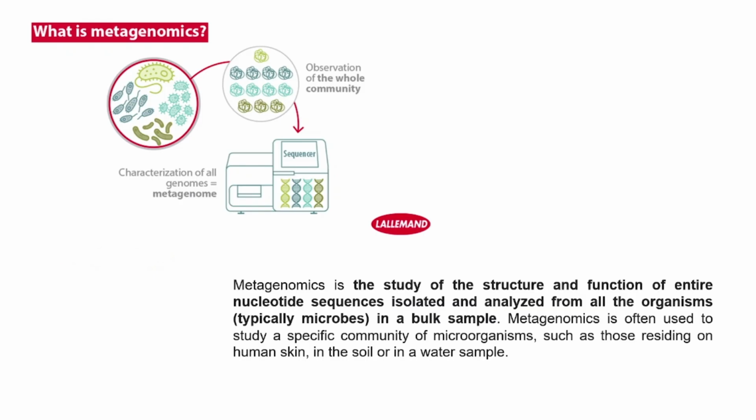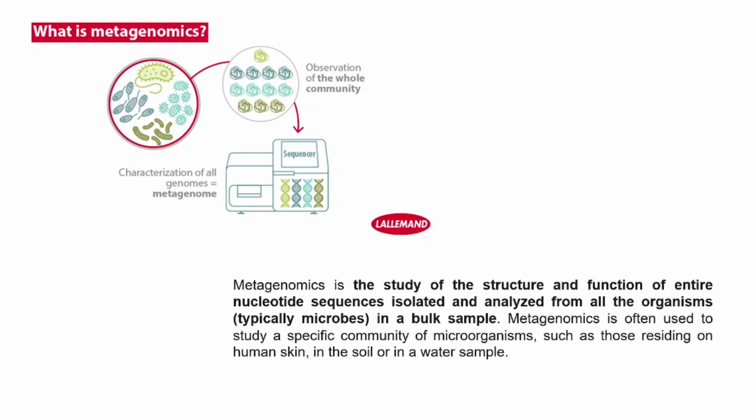So, what is metagenomics? Metagenomics is basically the study of the structure and function of an entire nucleotide sequence, isolated and analyzed from all the organisms in a bulk sample. This is a very upcoming and hot topic right now. People are doing metagenomic study all around. They take samples in a bulk sample, maybe from a pond or any water sample, and they do bulk sequencing, so the entire structure and function of the nucleotide sequences can be studied.